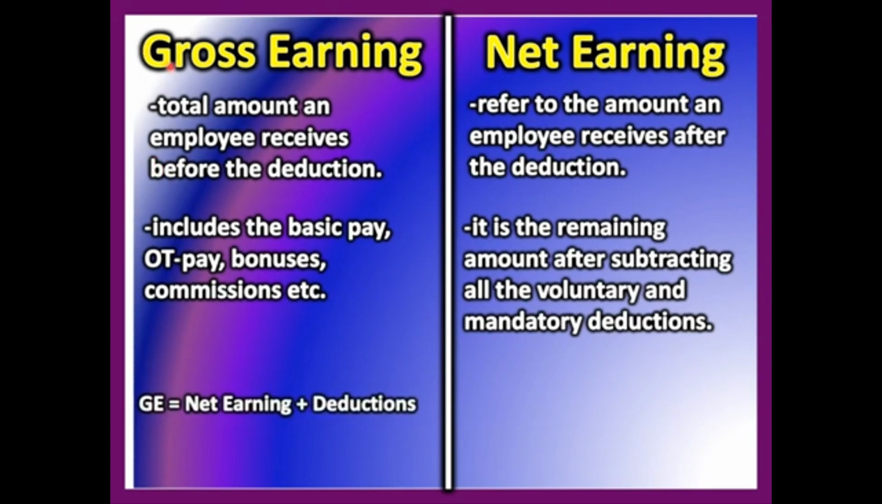So, we have the formula to compute for the gross earning. We will just add the net earning and the total deductions. The formula to find the net earning, we are going to subtract the total deductions from the gross earning. So let's have an example.